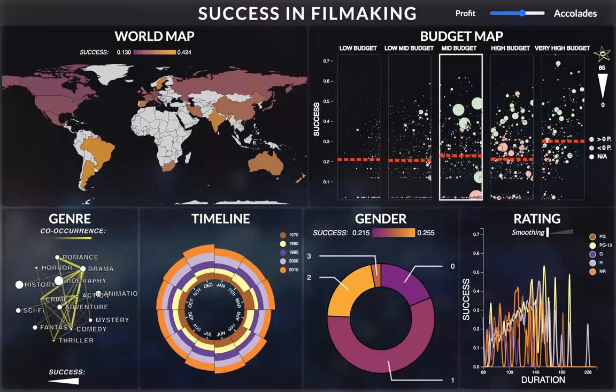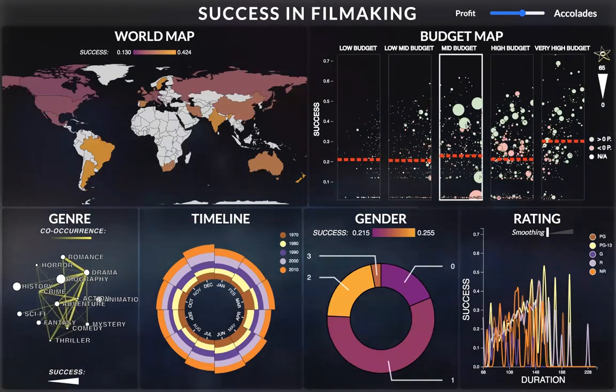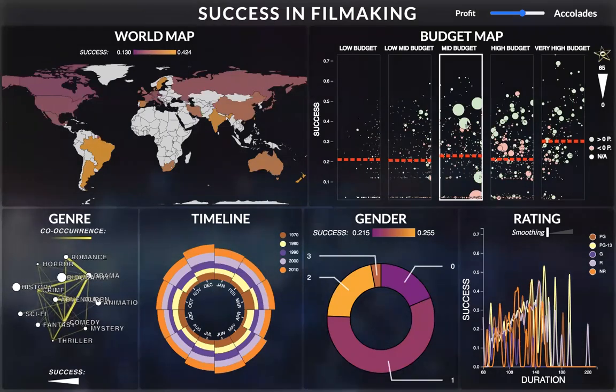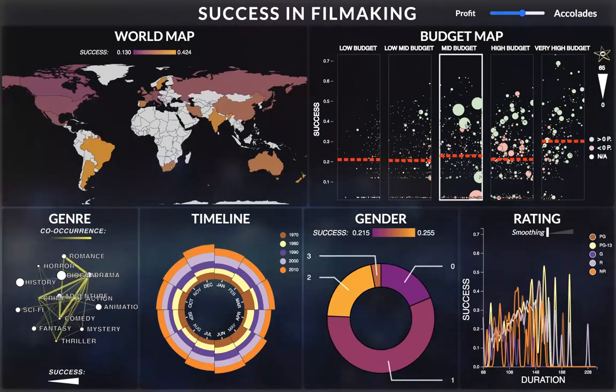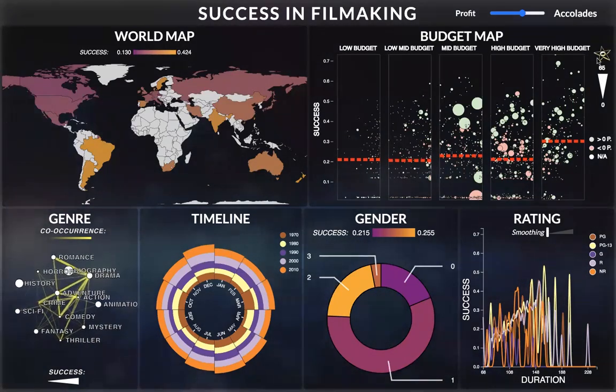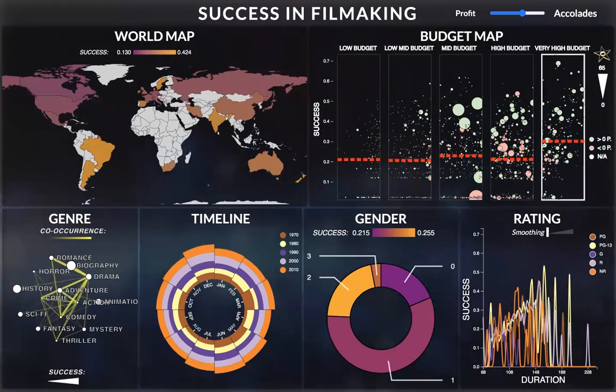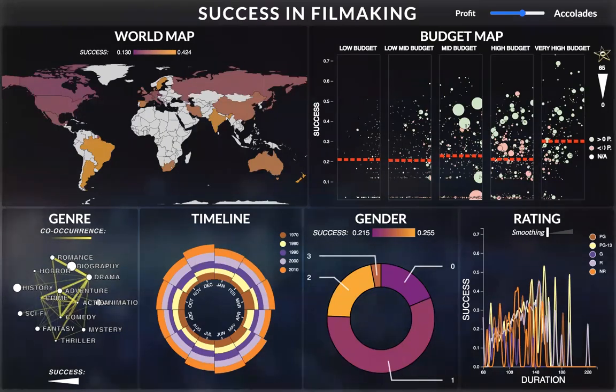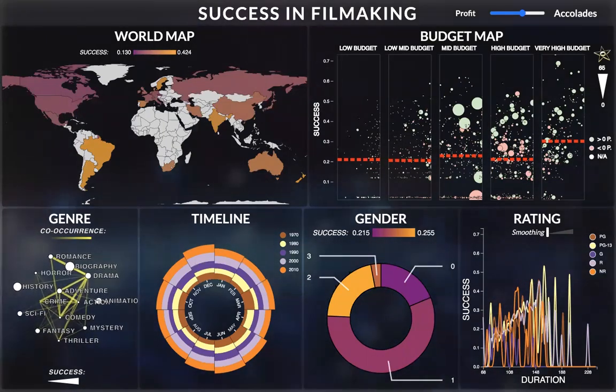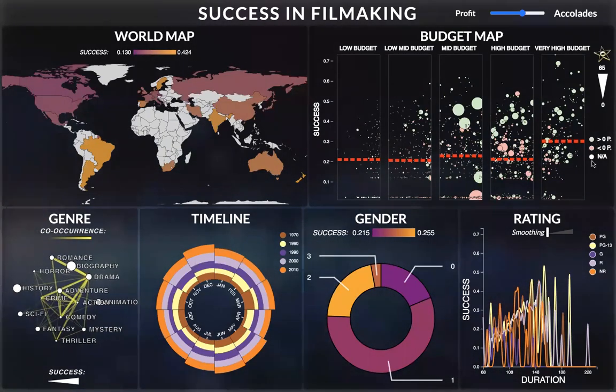The size of this dot represents the accolades of the filmmaking crew, like the wins or Oscar nominations of the directors, actors, actresses, writers. On the right, you will see these accolades, the number corresponding to the radius of the circles. Green represents profit greater than zero. Red represents loss, and white represents the data wasn't available.